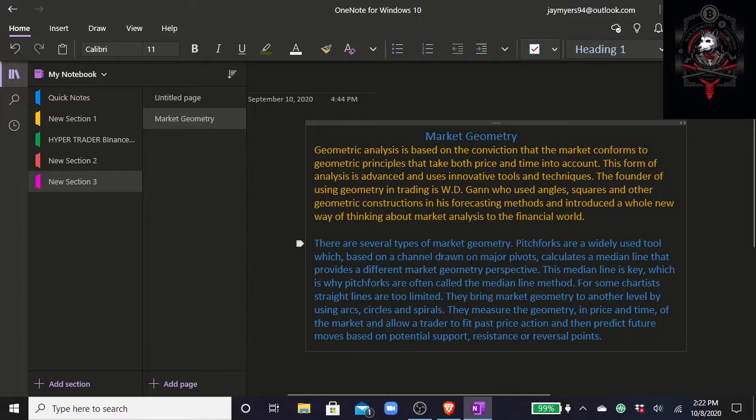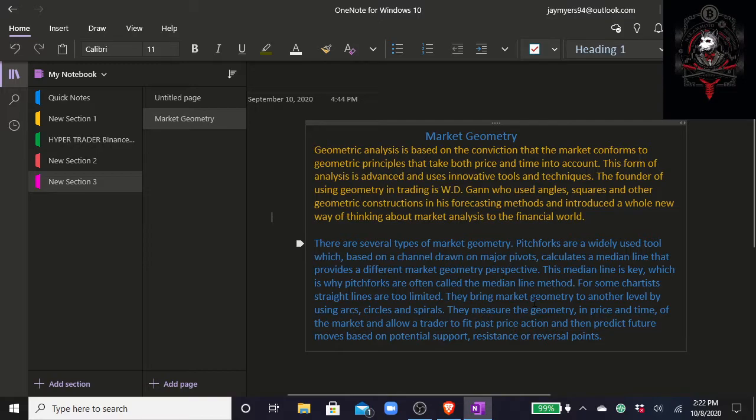There are several types of market geometry. Pitchforks are a widely used tool, which, based on a channel drawn on major pivots, calculates a median line that provides a different market geometry perspective. This median line is key, which is why pitchforks are often called the median line method. For some chartists, straight lines are too limited. They bring market geometry to another level by using arcs, circles, and spirals. They measure the geometry of price and time in the market and allow a trader to fit past price action and then predict future moves based on potential support, resistance, and reversal points.